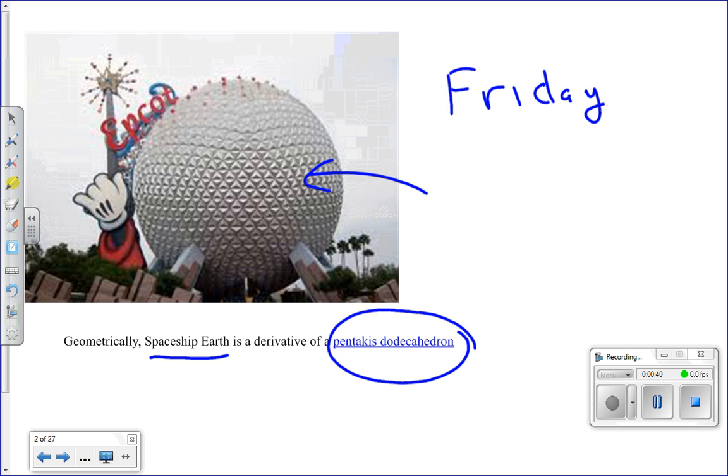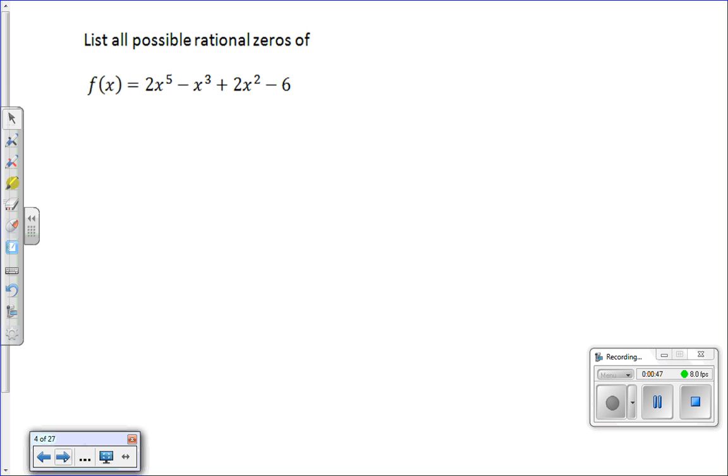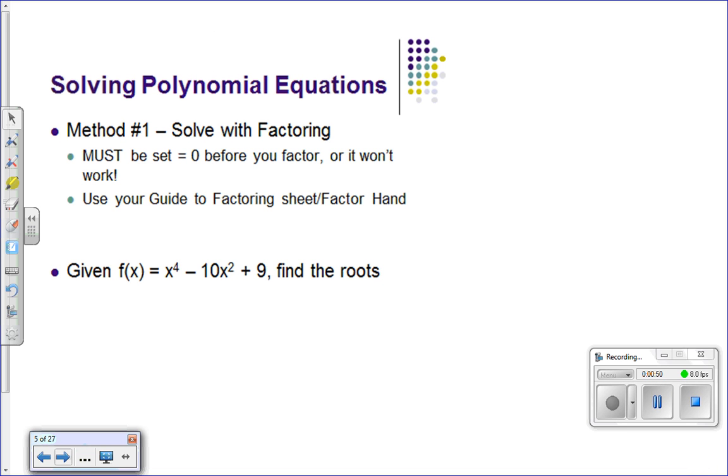But let's talk more about what you're going to be doing today. What you're going to be doing today is solving polynomial functions. Method one, we could solve these things by factoring. This is a technique that we've done for a while.